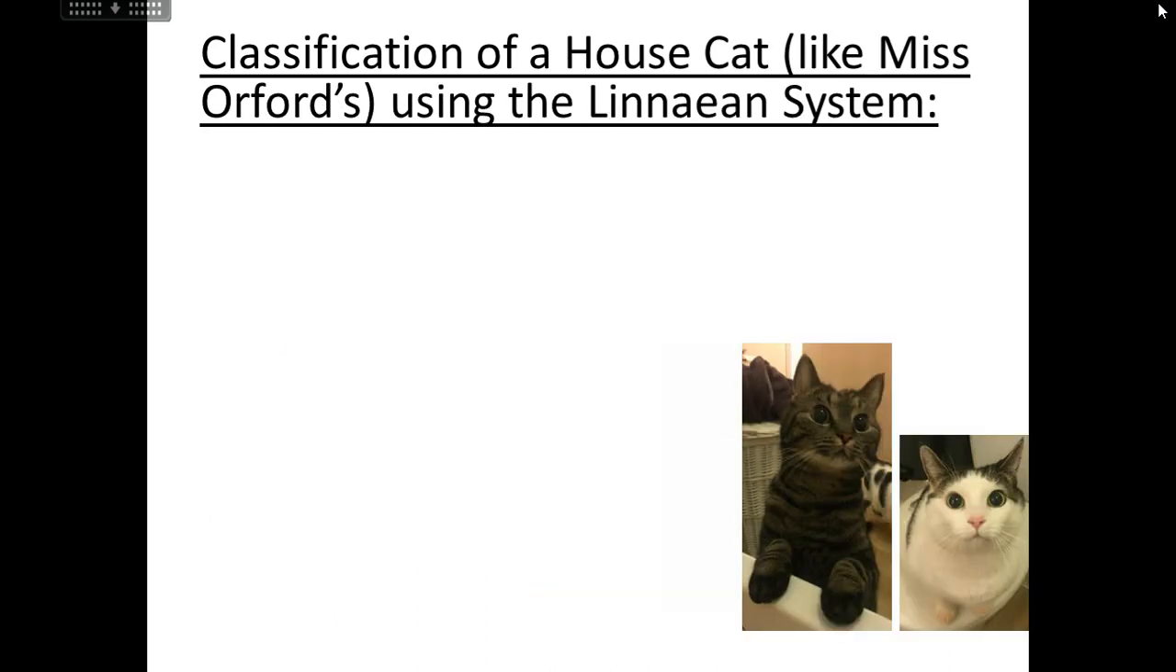So I've got my 2 cats there. That's Lef on the left and Shemite on the right.